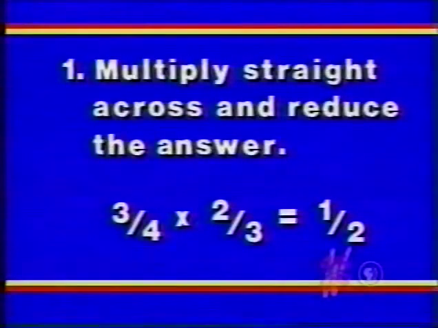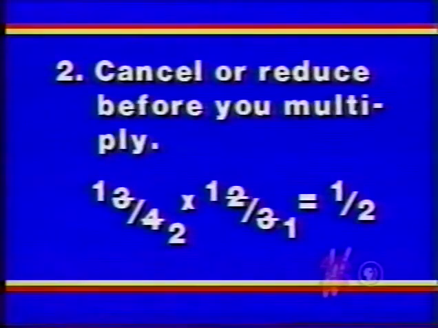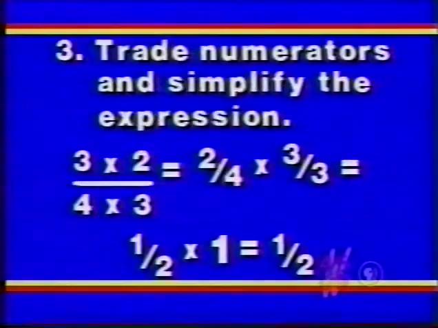Here is another thing you should remember about cancellation. It works because in a problem involving only multiplication and division, the sequence in which you do these operations doesn't matter. For instance, here are 3 ways to solve a multiplication of fraction problem. In this one, you multiply straight across and reduce your answer. This example shows that you can cancel or reduce before you multiply. And here, you trade numerators and simplify the expression.